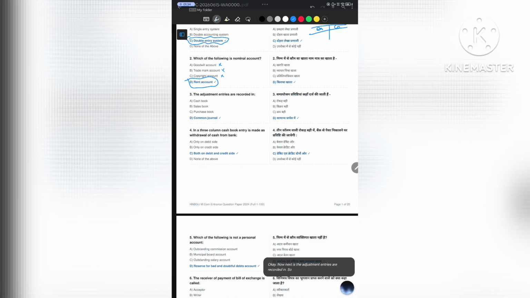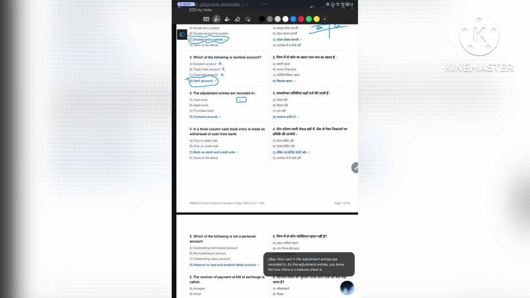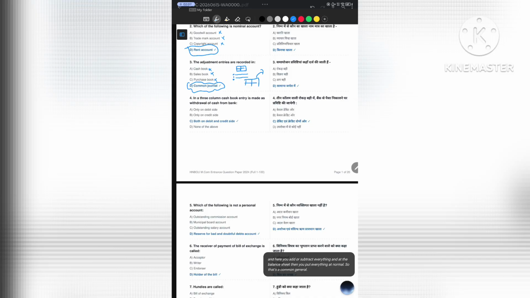So the adjustment entries, like how a balance sheet is given, and below that balance sheet there are some points, like supposedly the goodwill is depreciated, then depreciation is made, and all that. So that is put not in your cash book, not sales book, not purchase book. It is in the common journal, where you add or subtract everything, and at the balance sheet you put everything at normal. So that's the common journal. You're spot on again. Adjustment entries are indeed recorded in the journal proper or the common journal.